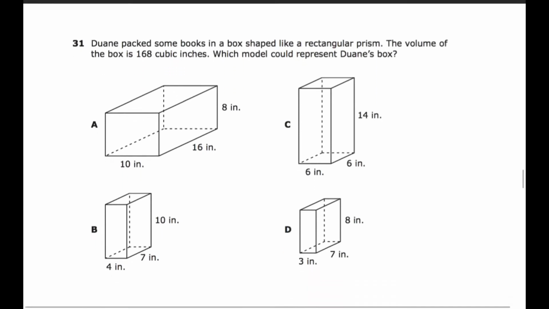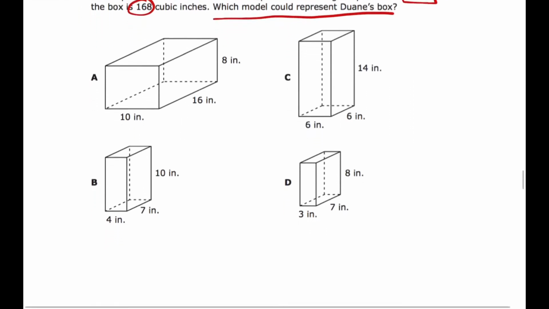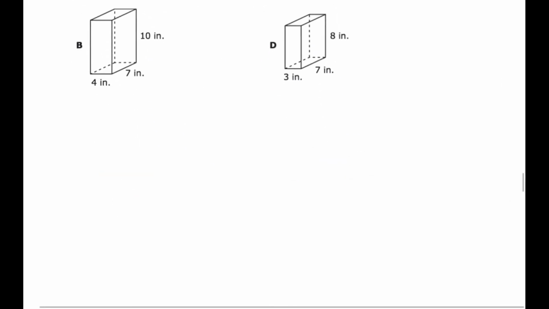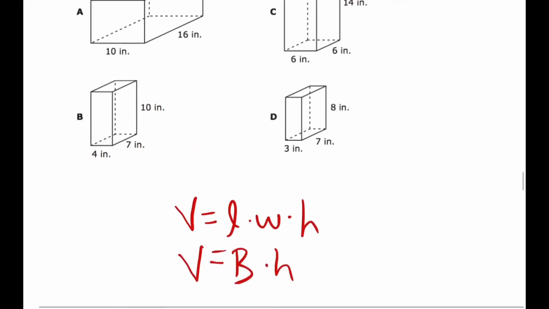Number 31, Dwayne packed some books in a box shaped like a rectangular prism. The volume of the box is 168 cubic inches. Which model could represent Dwayne's box? So I need to know which of these, when multiplied together, will get me 168. So again, my volume is simply my length times my width times my height, or I could say that my volume is my base area, the area of my first layer, times how many layers tall it is.